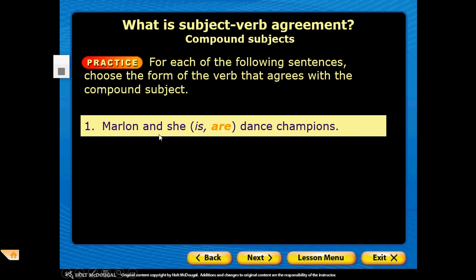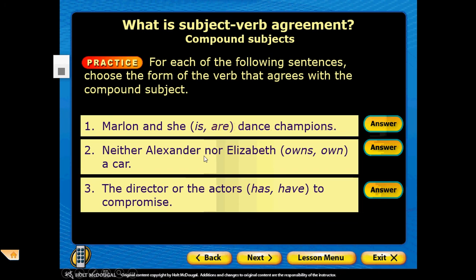Because and adds a subject to another. So they are two subjects now rather than one subject. Okay, neither Alexander nor Elizabeth owns or own a car. So it's one or the other. Therefore, it's going to be singular. So we have an S. An S, yes, that's absolutely right.